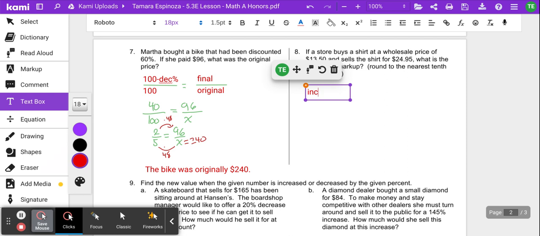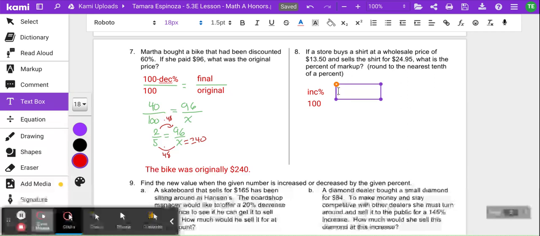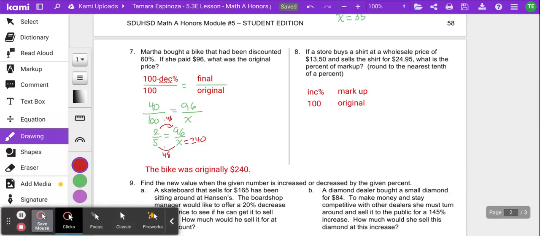The increase percent over 100. So if we only want the increase percent over 100, then we have to only get the markup, just the increased money. Markup over the original. We're not looking for the final price of the original. All right, so I have to do a little thinking because I want to get just the increase percentage.